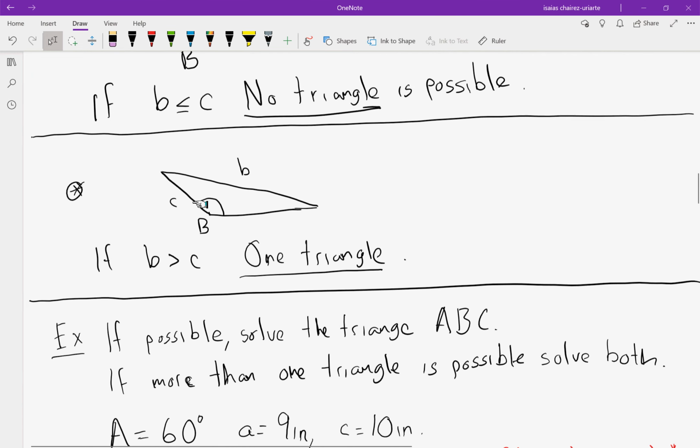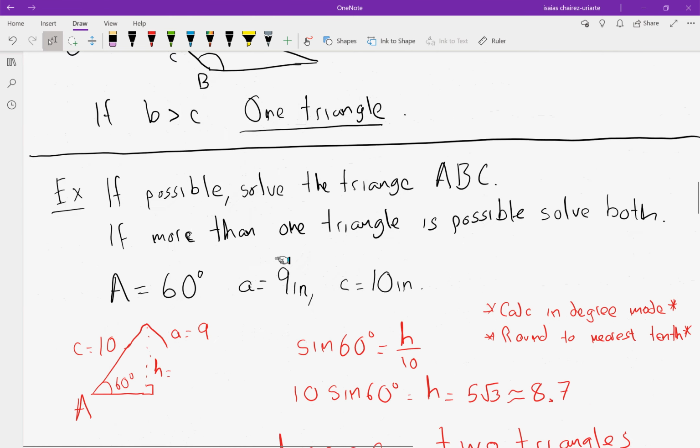And if you're given an obtuse angle and the length B is bigger than the length C, then only one triangle exists. All of the exercises that we're going to be doing here in a second deal with acute triangles. That's the more difficult case. But I thought I'd mention obtuse angles as well. All right, let's get into an example here.